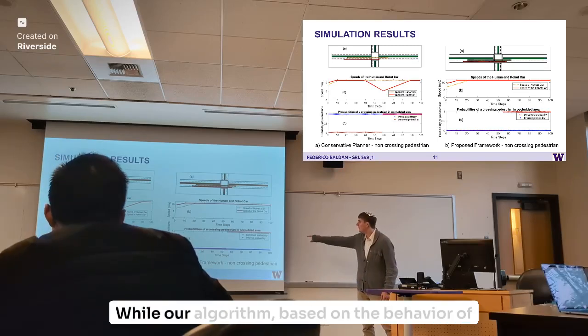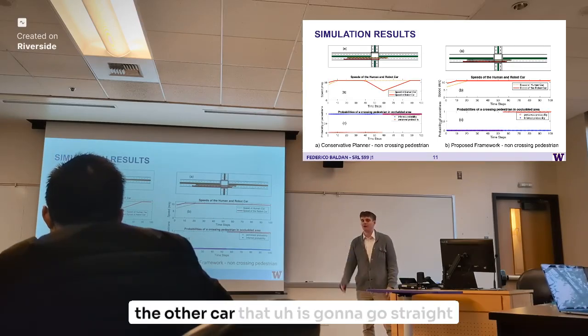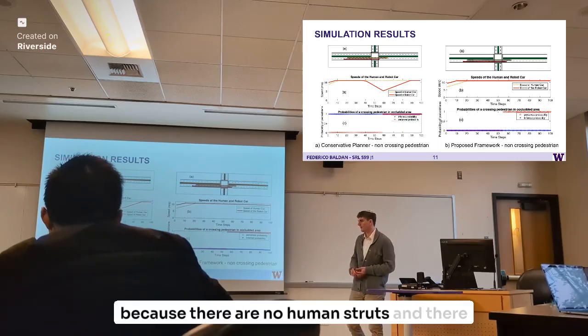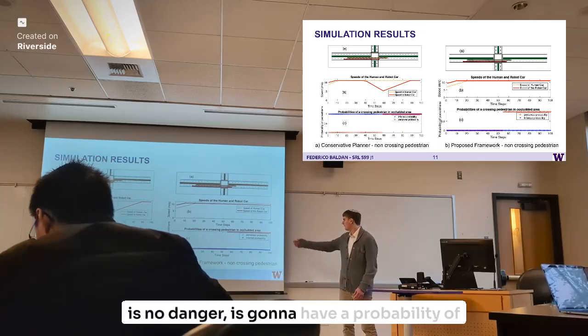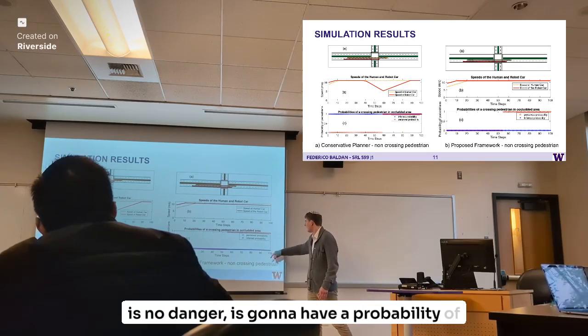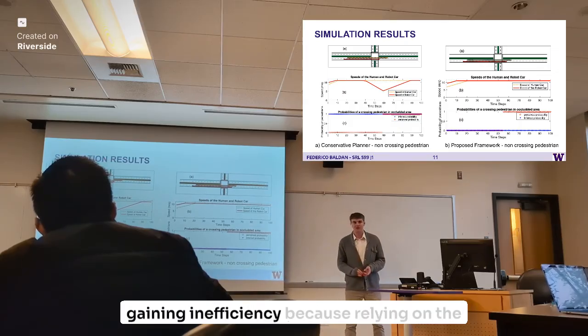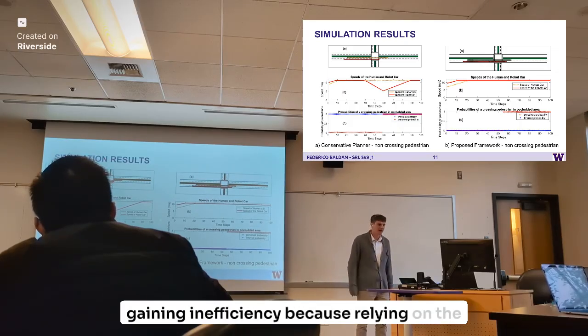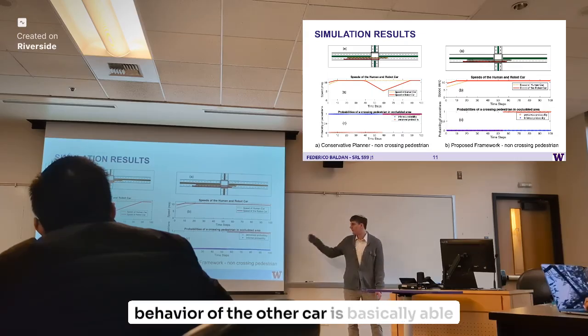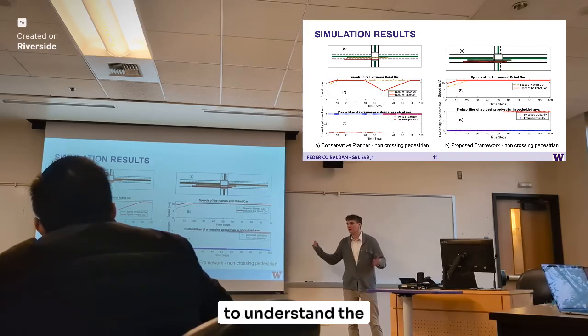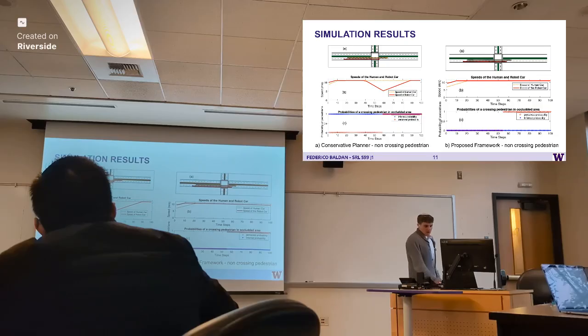While our algorithm, based on the behavior of the other car, which is going to go straight because there are no humans crossing and there is no danger, is going to have a probability of 0 all the way down, not slowing down and gaining in efficiency, because by relying on the behavior of the other car it is able to understand that there are no dangers along the way.